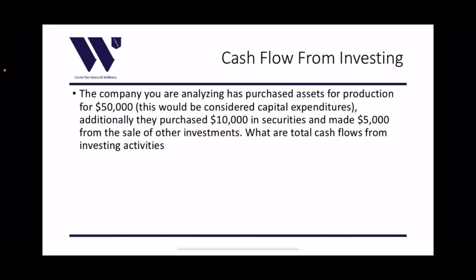Additionally, they purchased $10,000 in securities. So they invested $10,000 of their own monies by purchasing $10,000 worth of securities, and they made $5,000 from the sale of other investments. So we need to answer the question, what are total cash flows from investing activities?